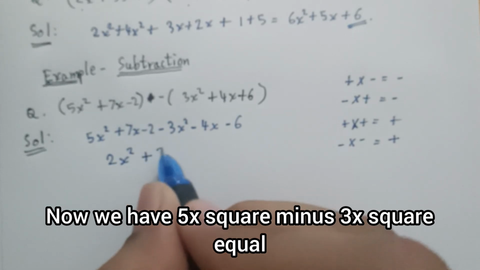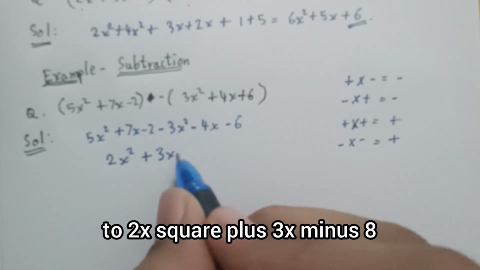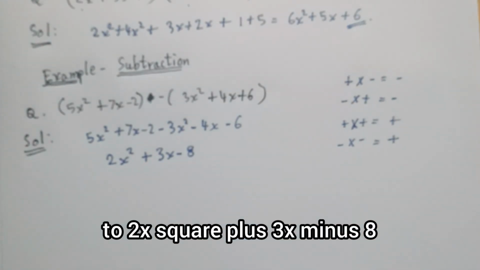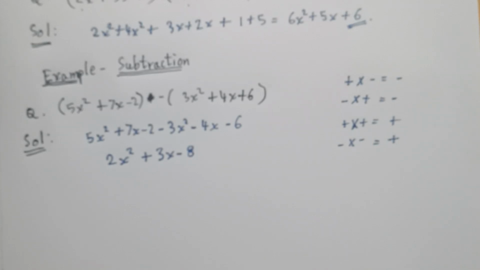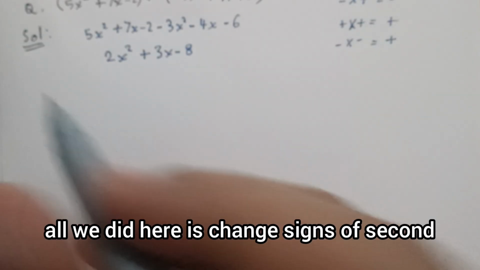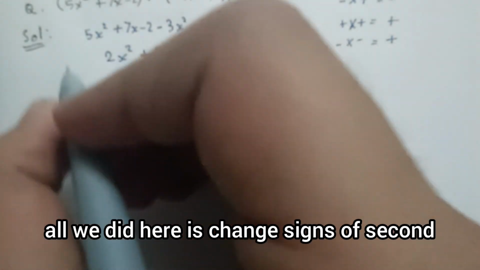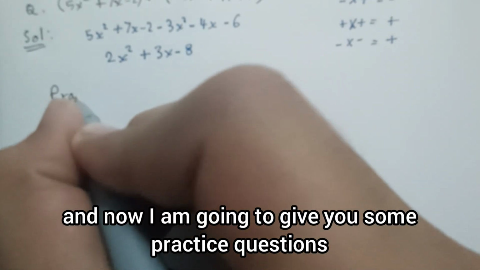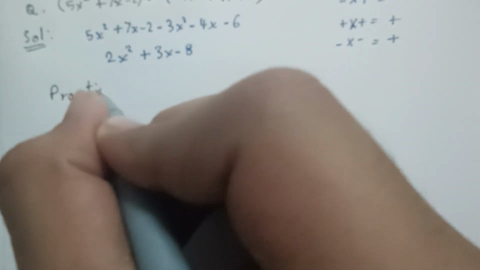Now we have 5x square minus 3x square equal to 2x square plus 3x minus 8. All we did here is change signs of second polynomial, then combine it. And now I'm going to give you some practice questions.